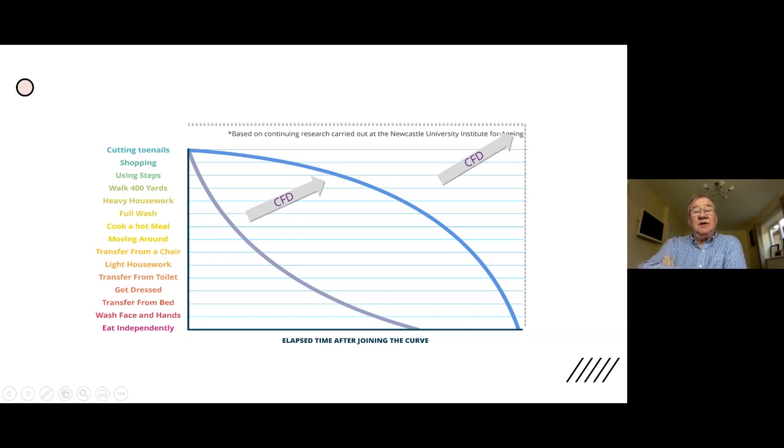This is the life curve that Newcastle University Institute for Aging produced, which showed the difference you could make to the quality and extent of people's lives. The blue curve on the diagram is if you've had an intervention that can help reduce your disability. The grey curve, the darker curve, is what happens if you don't intervene in people's lives to help reduce their disabilities. And on the left-hand side are the skills of daily living into which you could help people.